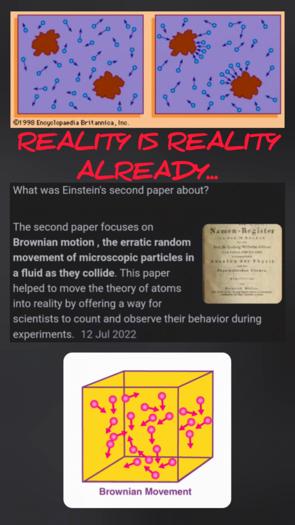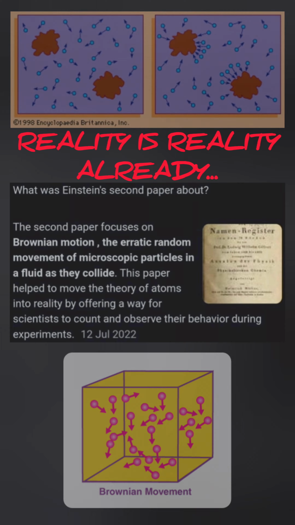What was Einstein's second paper about? The second paper focuses on Brownian motion, the erratic random movement of microscopic particles in a fluid as they collide. This paper helped to move the theory of atoms into reality by offering a way for scientists to count and observe their behavior during experiments.